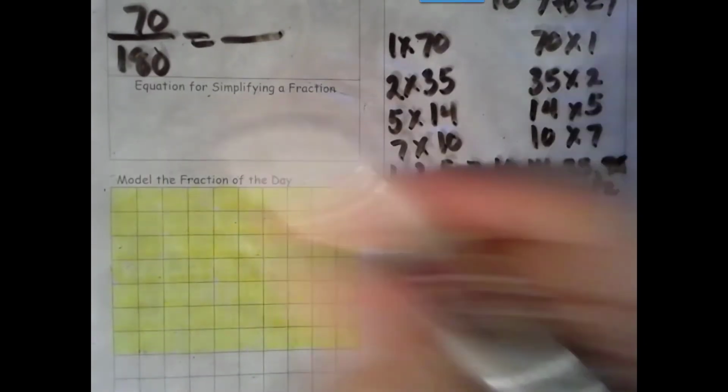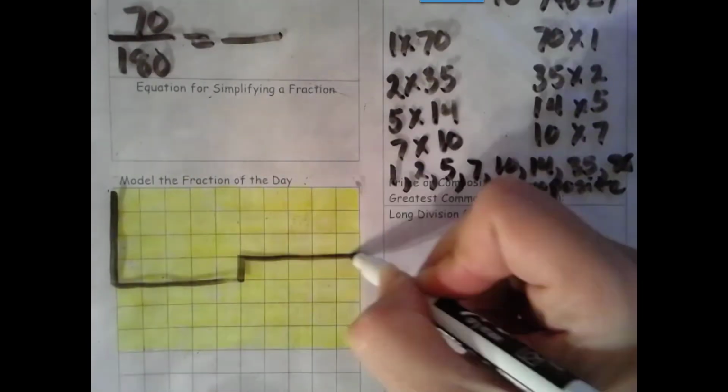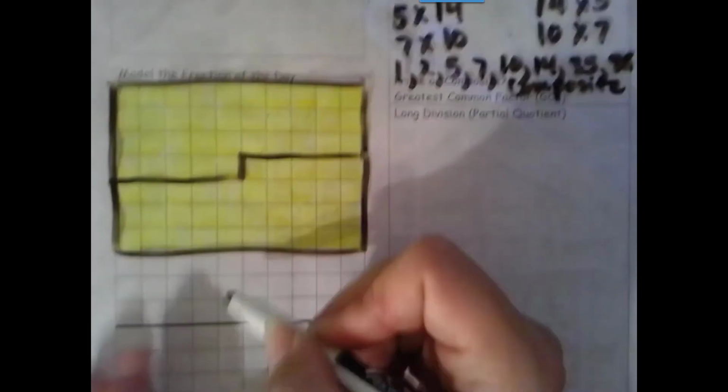Let's try 35. 30 and 5. 5 and 30. 30 and 5. And we have 5 left over. A remainder of 5. So that means that 35 did not work.